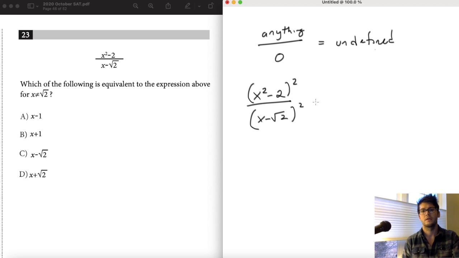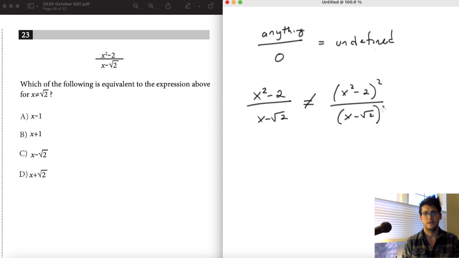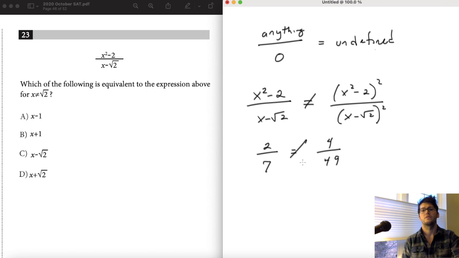To be clear, this is not equal to the top squared over the bottom squared. And if you want proof of that, give yourself some numbers. Like if you said 2 over 7, or let's use numbers that wouldn't simplify that easily. If you square the top and bottom, it's not equal to 4 over 49. And if you don't believe me, you could check. 4 over 49 is not the same thing as 2 over 7. So I just proved that you can't just square the top and bottom and have the same thing be equal.